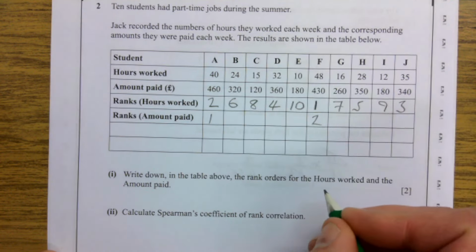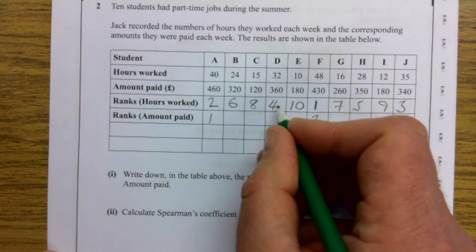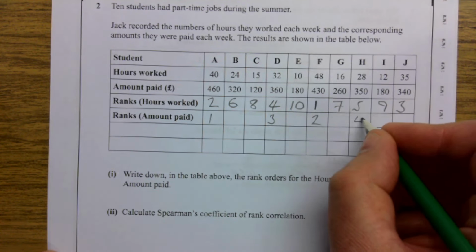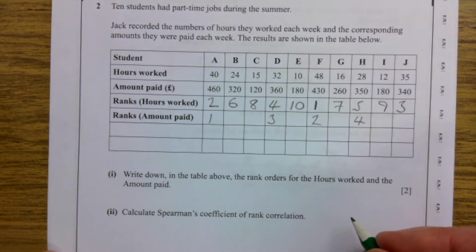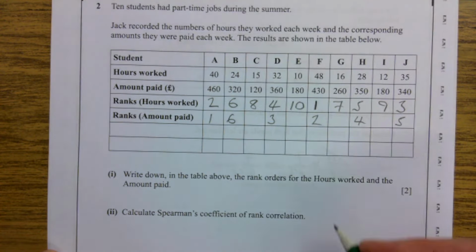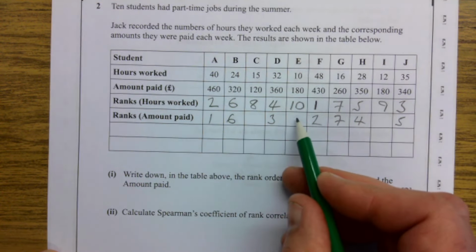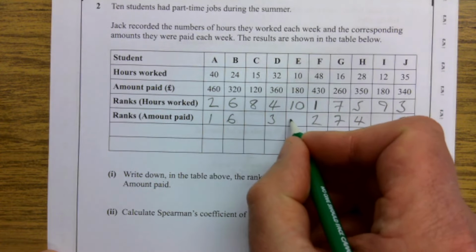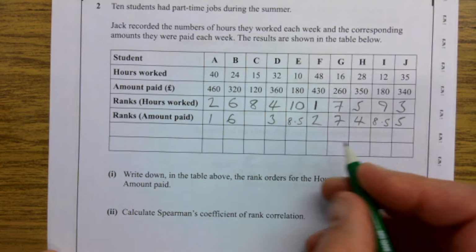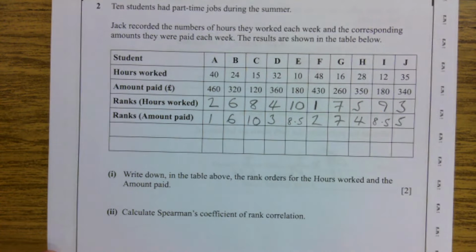430 is number 2. 360 is number 3. 350 is number 4. Number 5 here. Number 6. Number 7, number 8 and 9. Now notice they're the same, so for 8 and 9 we split, and so we go then 8.5 and 8.5, and then my 10 would be going there.